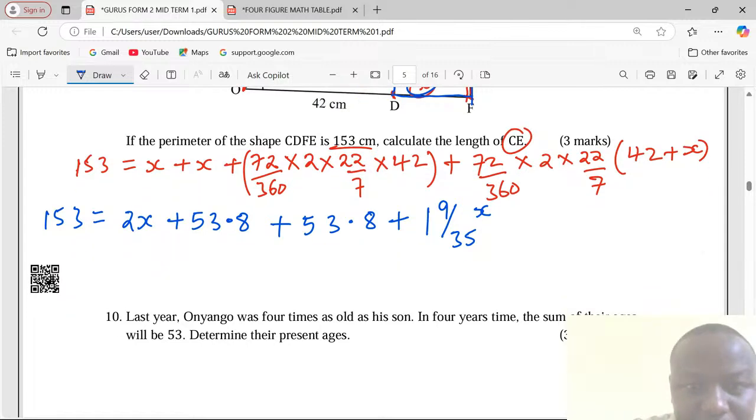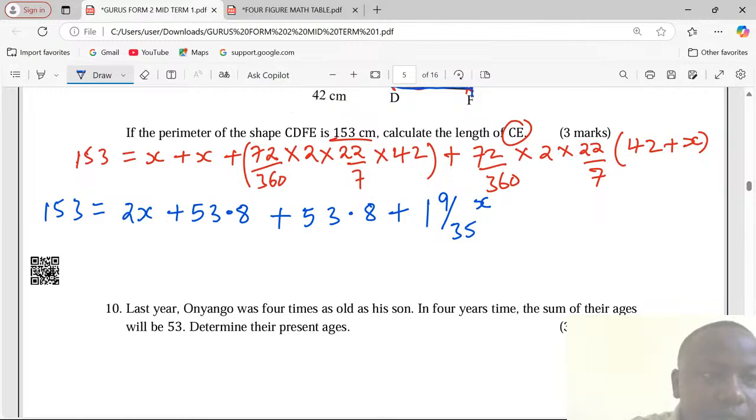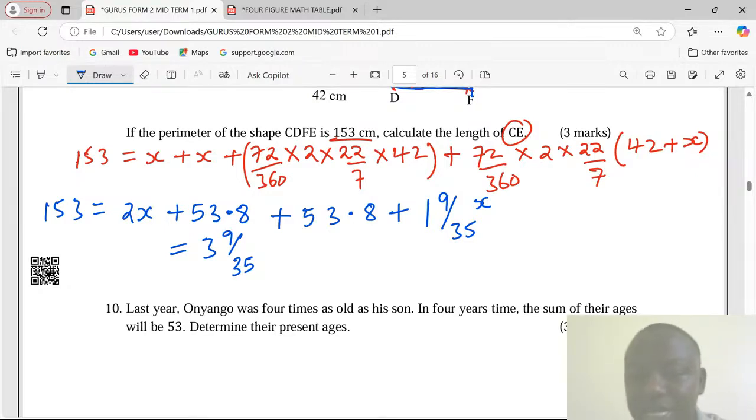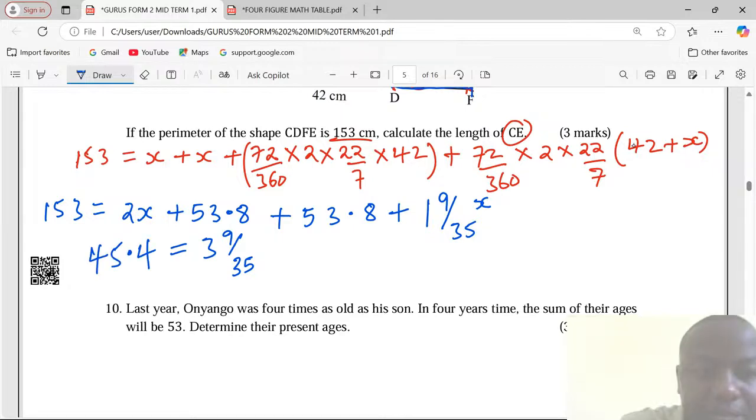So we can now group terms together. When I add 2 to this, I'll be getting 3 and 9 out of 35. Now I have to go to this side and I take 153, I subtract 53.8 plus 53.8. This is giving me 45.4. I hope I have done it well. 45.4. Remember, this is the value of x, this x.